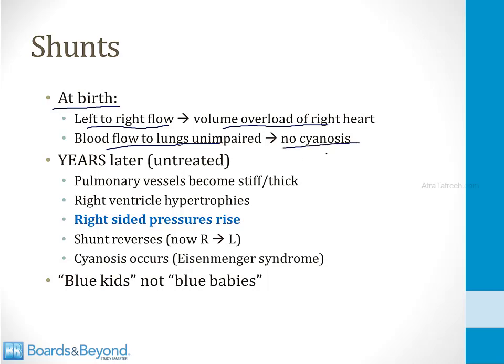And that makes these defects very different from other defects I talk about in the video on cyanotic heart disease. Children with those conditions like tetralogy of Fallot have cyanosis at birth. You generally do not see this in the shunts I'm going to talk about in this video.